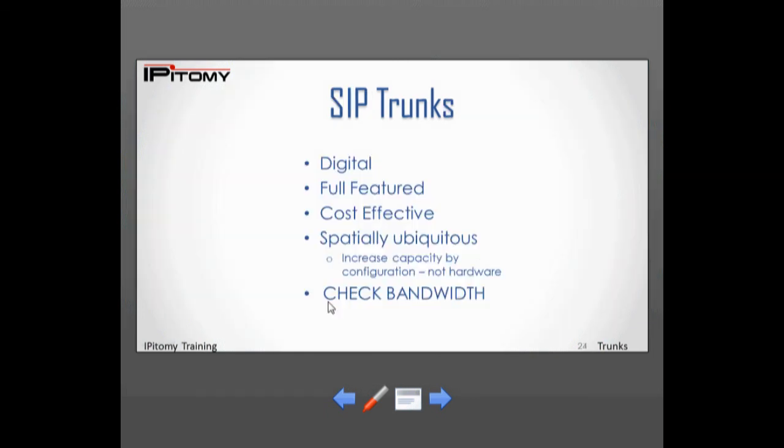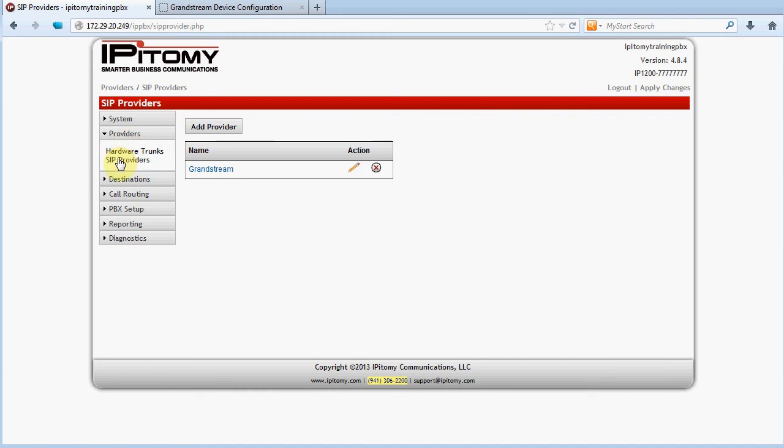SIP trunks are the other digital option for trunks. SIP trunks can outperform PRI, but the WAN service, usually the internet, must have adequate bandwidth for this connection. SIP trunks are often exceptionally economical compared to other trunk options, and since IPitomy is entirely digital, SIP trunks are spatially ubiquitous. That means you can expand them as you need with no concern for hardware limitations.